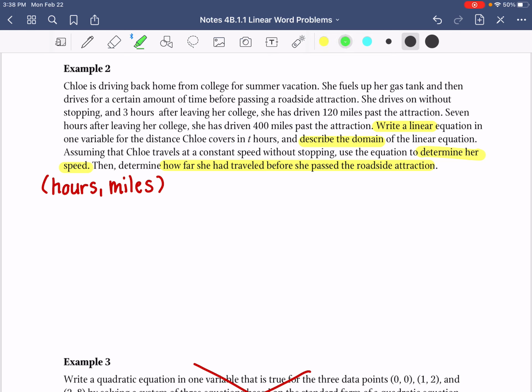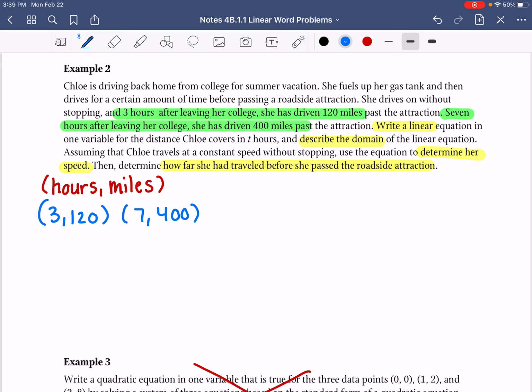This statement says 3 hours after leaving her college, she's driven 120 miles past this attraction. So I'm going to write my point as (3, 120): 3 hours, 120 miles. Another one says 7 hours after leaving her college, she's driven 400 miles past. So my second point is 7 hours later, 400 miles. Well, I can use 2 points to create a linear equation.